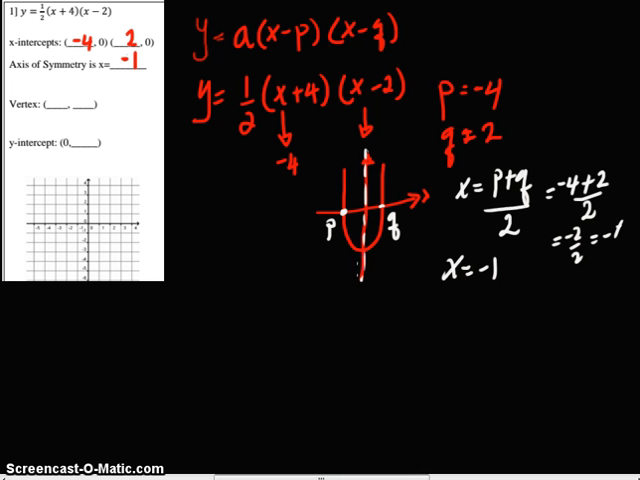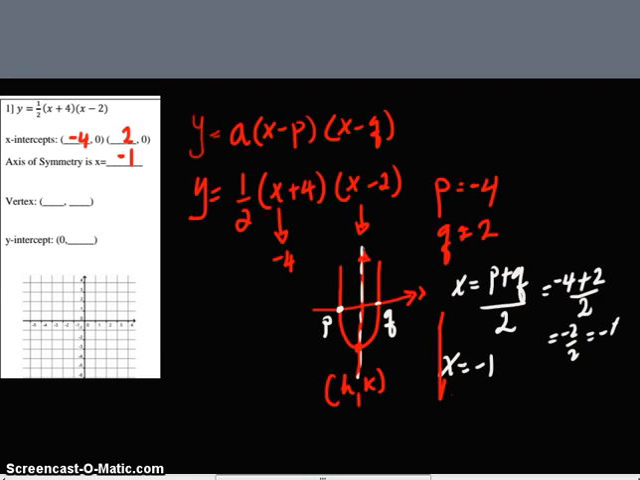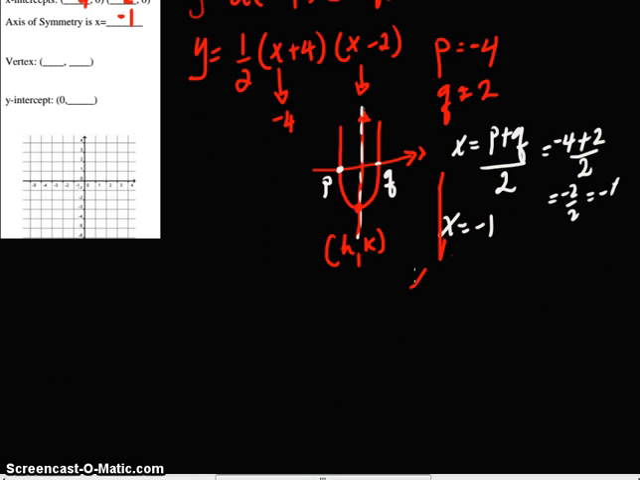Now they are asking us to find the vertex. The vertex is where the graph turns, which is right here, and it has an h and k value. In order to find h and k, once we have p and q, we can expand it and then find the other values, or there is another shortcut. This is the method that I'm going to use. We know that the axis of symmetry is x equals -1, so the h coordinate of the vertex is going to be -1 too. So I'm going to fill this one in, -1.